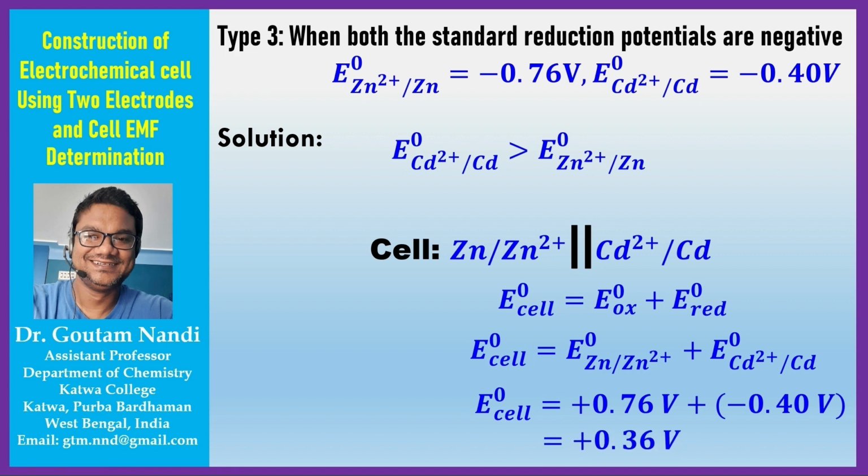Okay, I hope you understood how to construct an electrochemical cell from the two electrodes using their potential values.